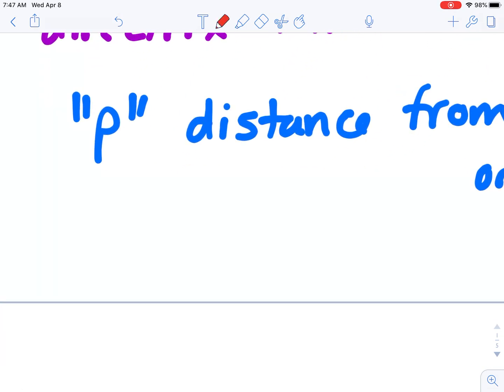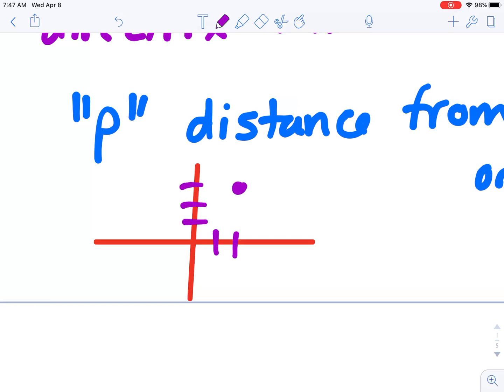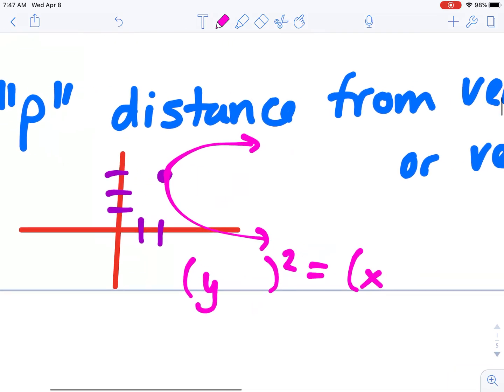So if I were to draw a little sketch here, if I have a vertex, I'm just making this up, if I have a vertex here and it's opening to the right. Well, if it's opening to the right, I know it's a y squared. I know it's going to be positive. So y squared, and then I'll have my x. My vertex is at 2, 3, so minus 2 and minus 3. It's opening to the right, so this would be positive.